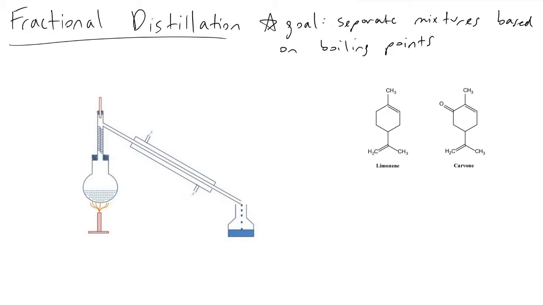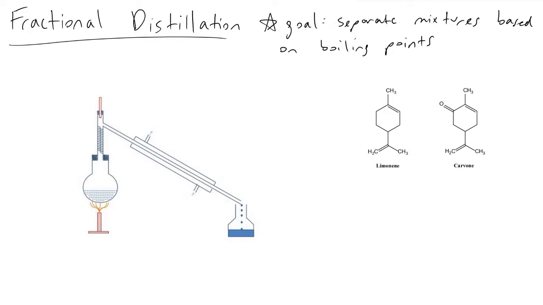And so one of the techniques that chemists will turn to in order to purify our products is fractional distillation. And it's essentially the same thing as simple distillation, but with the addition of a fractionating column. And so what I'm going to do in this video is walk through how a fractional distillation setup will work. And to begin with, we're going to look at two molecules, limonene and carvone.